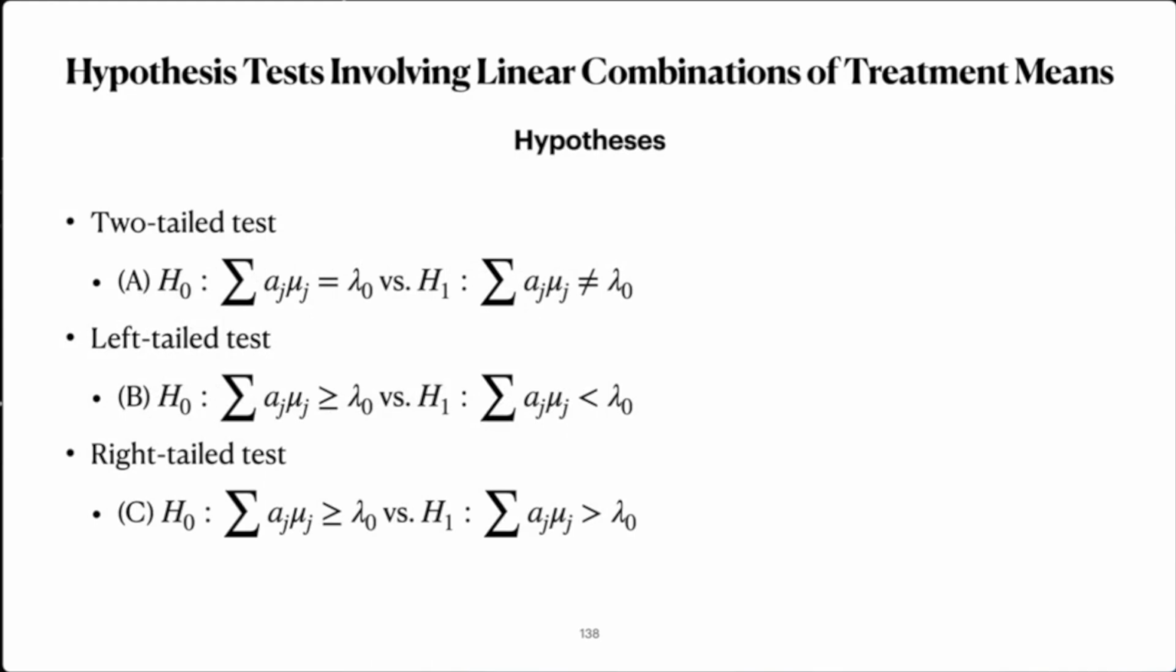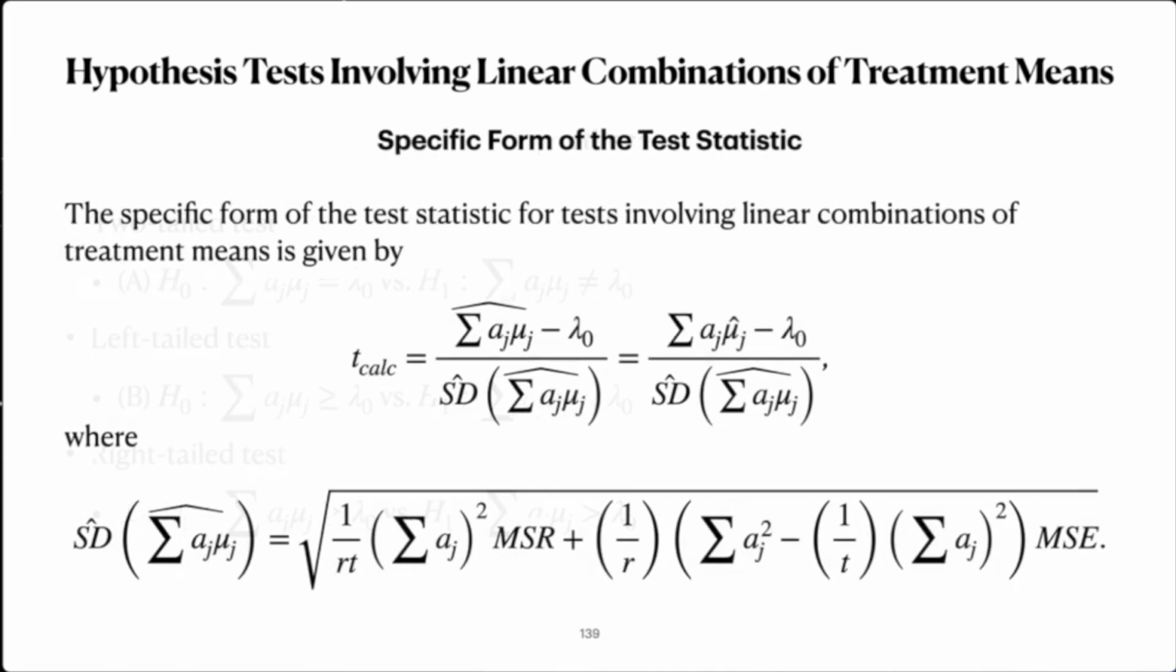The hypotheses that we have here look identical to the hypotheses that we had in the previous subsection, where we were looking at contrasts of two or more treatment means. But now in this situation, we're not necessarily looking at a contrast. And so the sum of the a sub j's can be something other than 0.